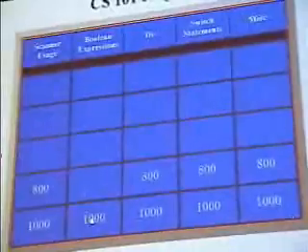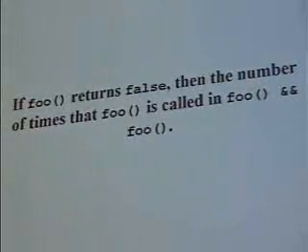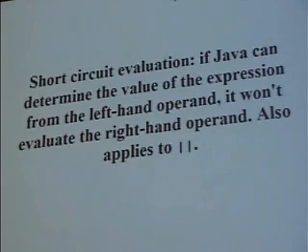Boolean expressions for 1,000. If foo returns false, the number of times foo is called in foo and foo. What is once? Correct. So remember short circuit evaluation. If Java can look at a Boolean operator, either and or or, and just by looking at the left half, it knows what the value is, it's not going to look at the right half. If you have an and and the left part of it is already false, it's not going to bother looking at the right, because if you have false and anything, it's going to be false. That's short circuit evaluation.